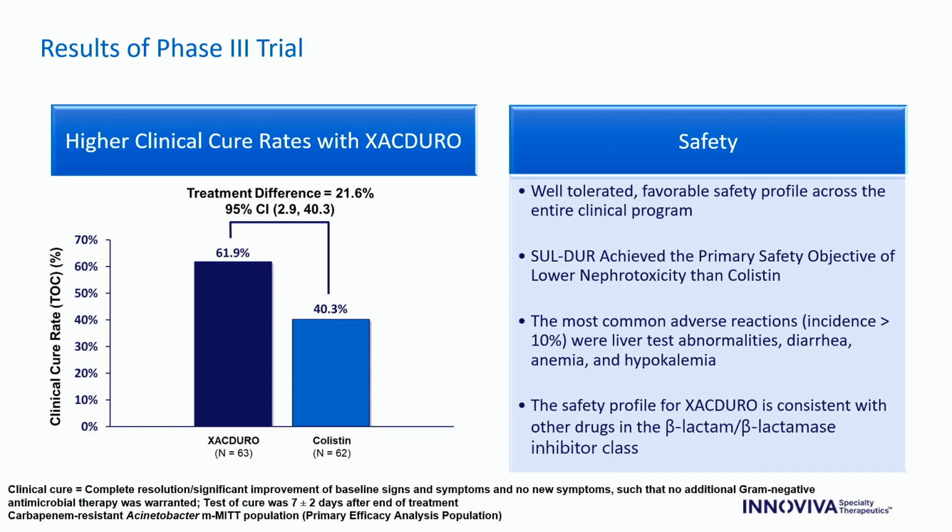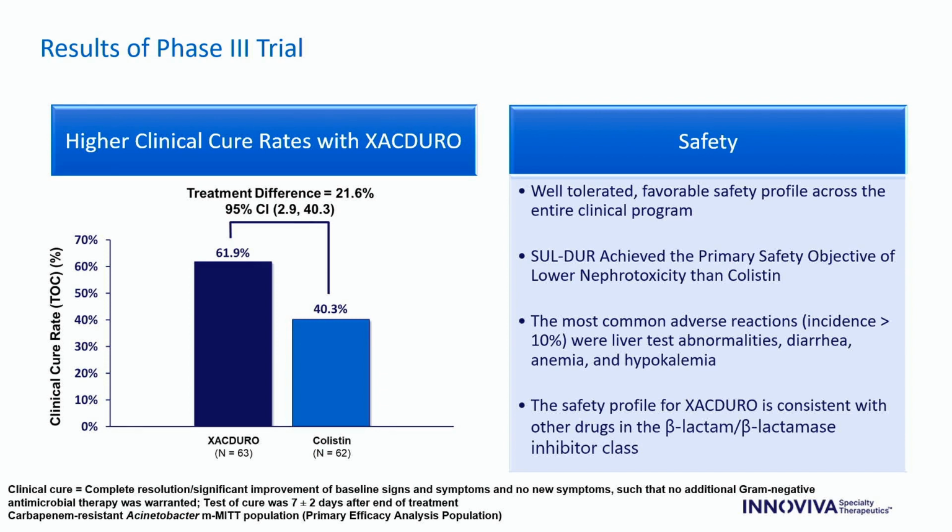Moving on to safety. XACDURO, or SUL-DUR at the time, sulbactam-durlobactam, was well tolerated with a favorable safety profile across the entire clinical program. Here we're just talking about the phase 3, but the entire clinical program. The other primary endpoint that was achieved was in safety. SUL-DUR achieved the primary safety objective of lower nephrotoxicity than colistin. I think everyone's familiar with the nephrotoxicity associated with colistin. In this case, we were actually superior statistically.